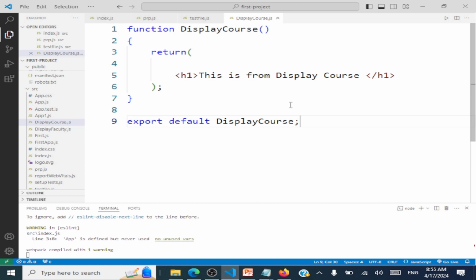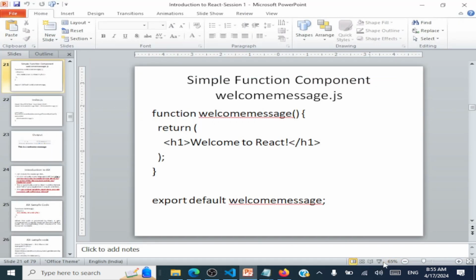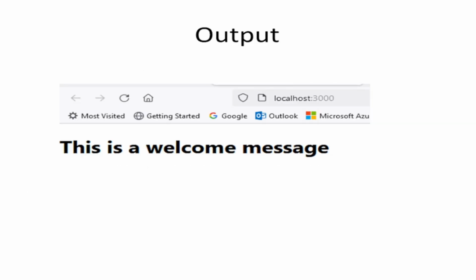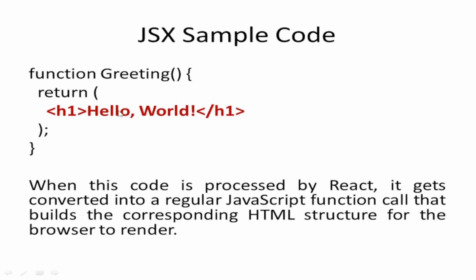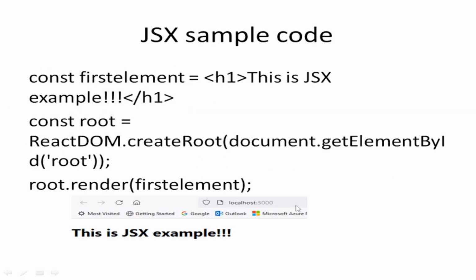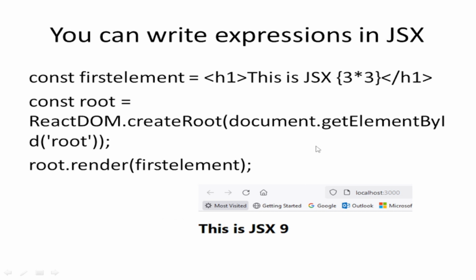So let's take a look at some more properties of JSX. What is JSX? HTML-like structures within your JavaScript code. Nothing to be afraid of, it is just HTML with some changes. And you can embed variables, expressions, function calls within your JSX code. This is the difference. Let's see how to embed some expressions. Say I can say this is JSX. I can have an expression embedded in my HTML code like this.